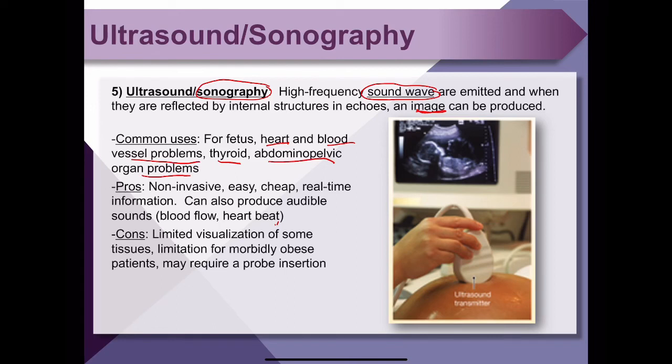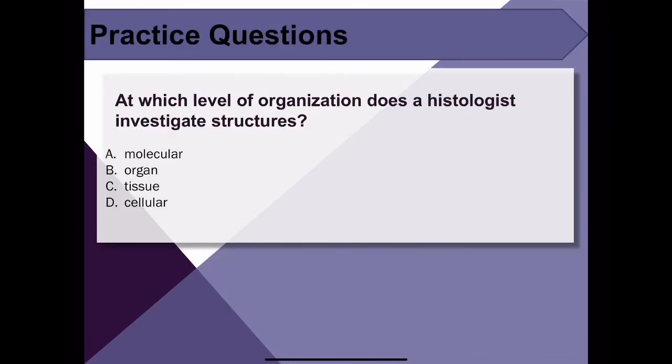Okay, so cons is the limited visualization of some tissues, and limitation for morbidly obese patients, because you're relying on these sound waves. The more cushion it has to go through, or layers of tissue it needs to go through, the more obscured that image will be. And sometimes it may require some kind of probe insertion into the area for a better image. So this wraps up chapter 1 as an introduction to anatomy and physiology. Let's go over the practice questions and we will be done.